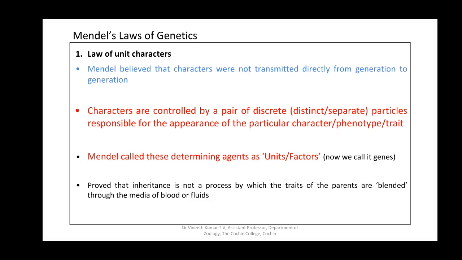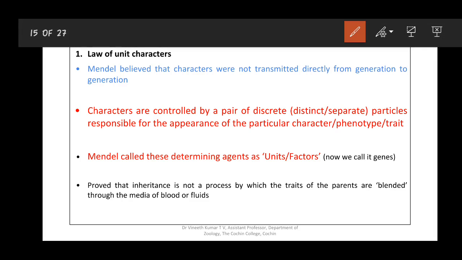So what he said was that characters are controlled by, and this is important and to be noted here, a pair of discrete particles, meaning distinct or separate particles which are responsible for the appearance of a particular character, phenotype or trait. Mendel called them unit factors, and now we can correlate them with genes.